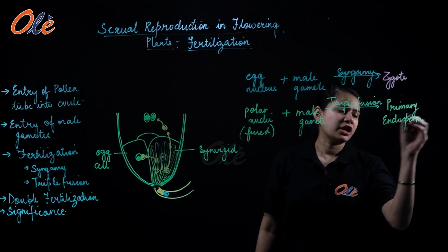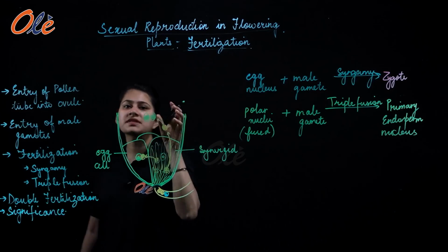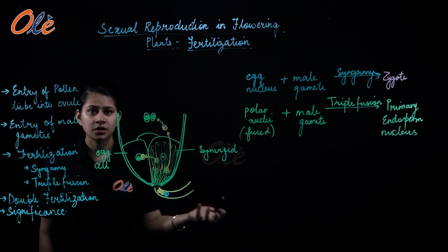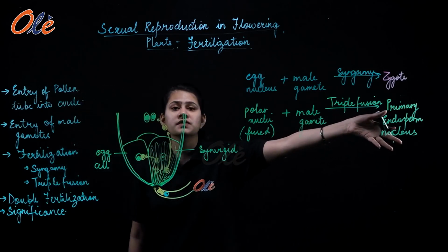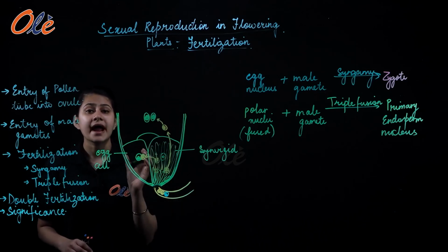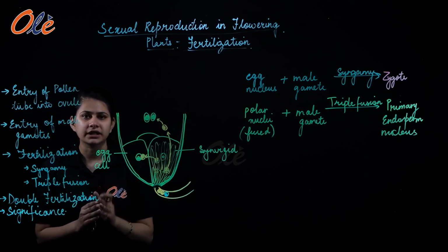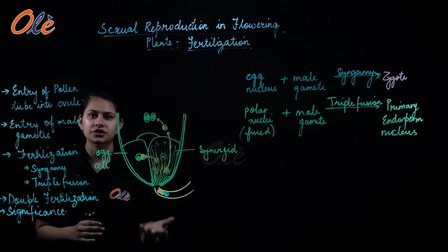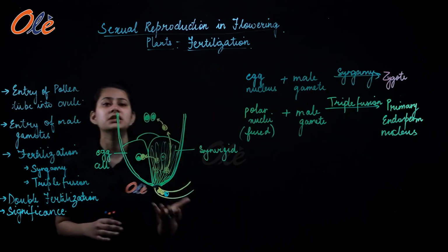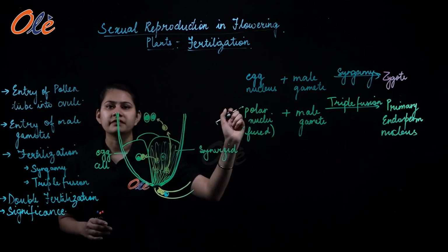Right? The primary endosperm nucleus, and this central cell in which this primary endosperm nucleus is formed is called the primary endosperm cell, right? What will this primary endosperm nucleus and primary endosperm cell form? It will later on form the endosperm, जो कि embryo के development में nutritive function perform करता है. It provides all the nutrient, all the nourishment that the zygote is going to need to develop into the embryo. So this is what happens during triple fusion, right?